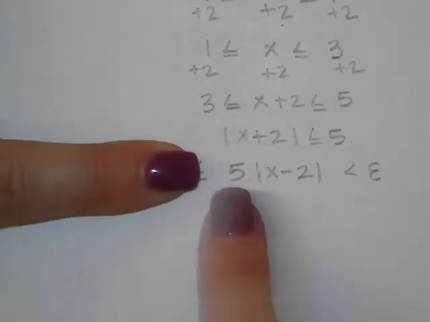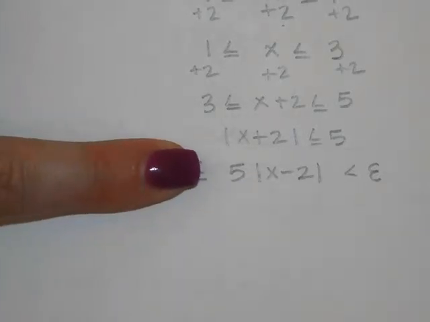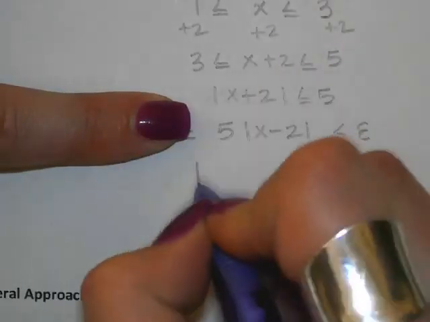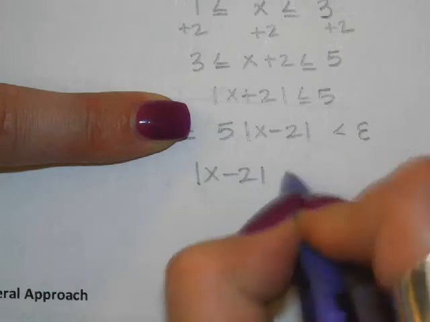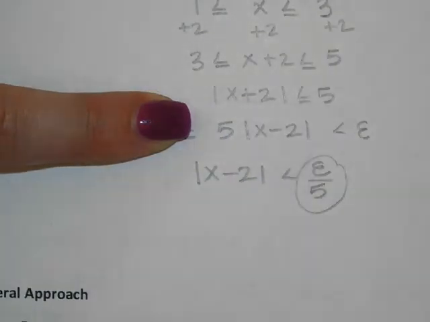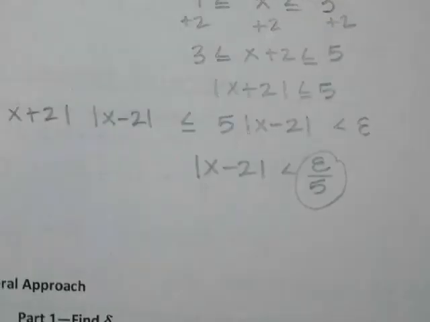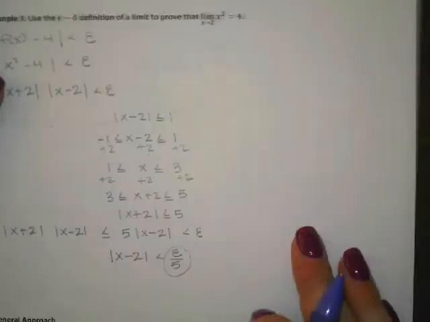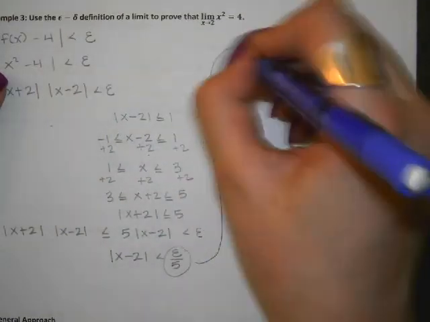And now if you look at this, do you see how it's kind of like the last problem? So now what do we do? We're going to say x minus 2 is less than epsilon over 5, and that's our delta. Okay, so now let's go ahead and write the proof. That was part 1, that was the work. And now we're going to do part 2, the proof.